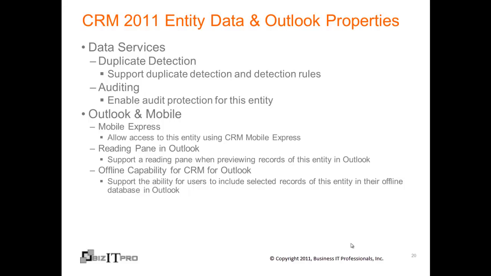The next major section is Outlook and Mobile. Mobile Express. Do we want to allow access to this entity using CRM Mobile Express? If yes, we would check the box. Do we want to enable the reading pane in Outlook and support a reading pane when previewing records of this entity while running Outlook? And lastly, do we want to support offline capability for CRM for Outlook? This supports the ability for users to include selected records of this entity in their offline database using a set of rules. Mind you that security can prevent this from happening, but the point is that this is where you have to enable it.